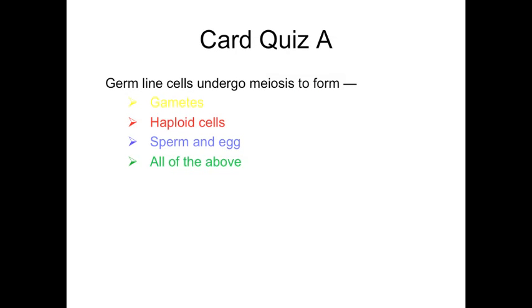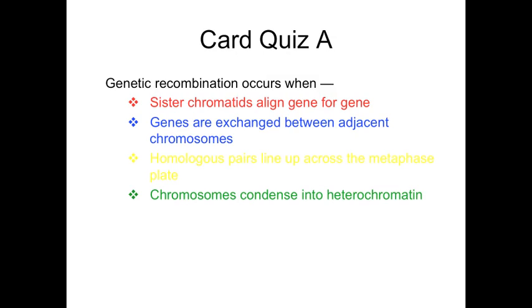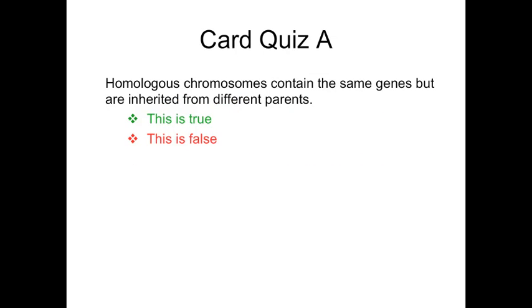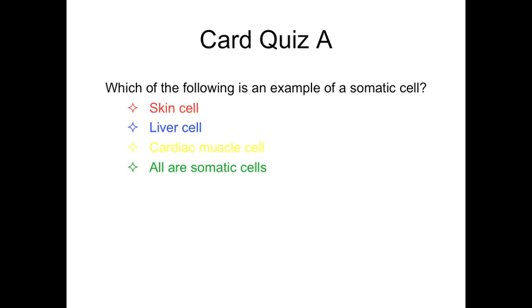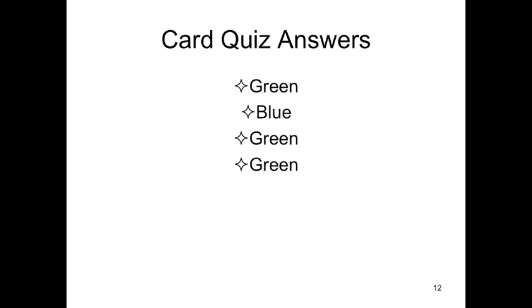Let's take a quick card quiz to review. Germline cells undergo meiosis to form... Genetic recombination occurs when... Homologous chromosomes contain the same genes but are inherited from different parents. Is this true or false? Which of the following is an example of a somatic cell? Here are your answers.